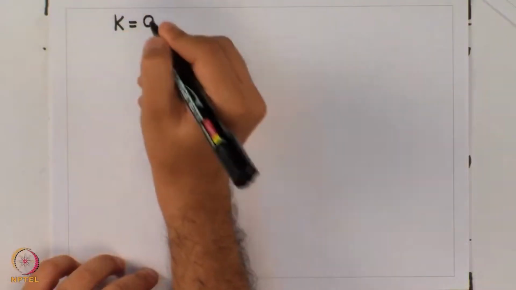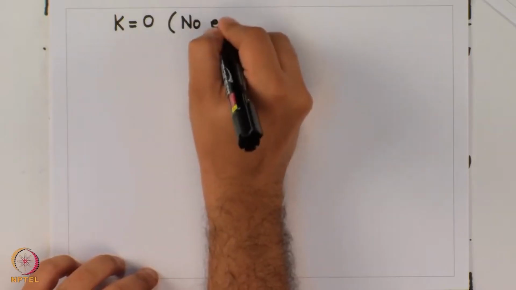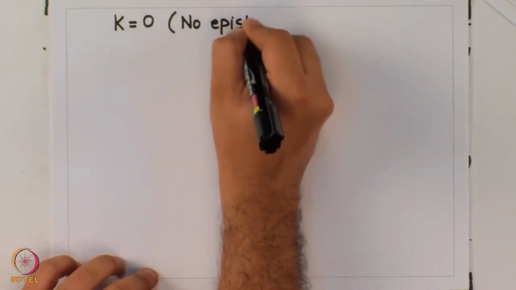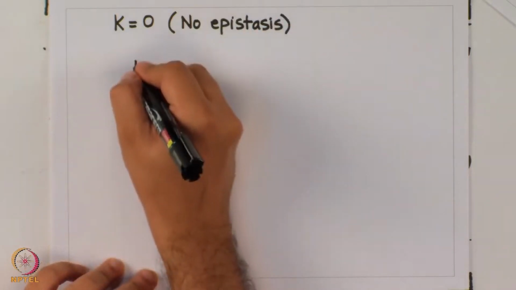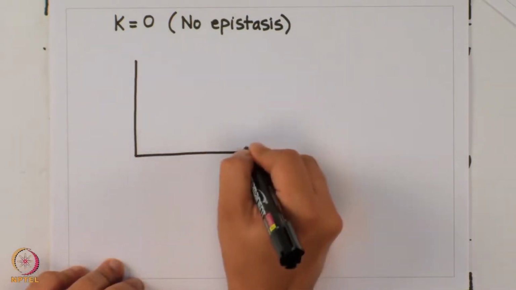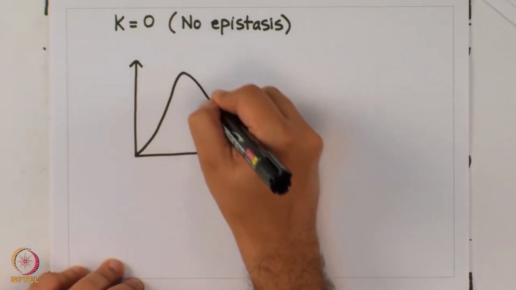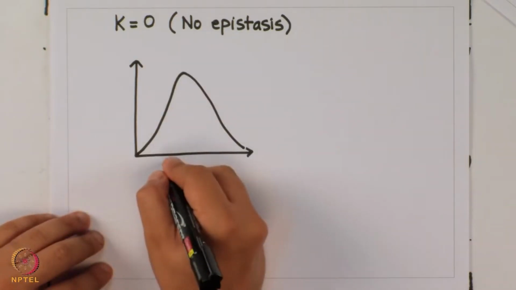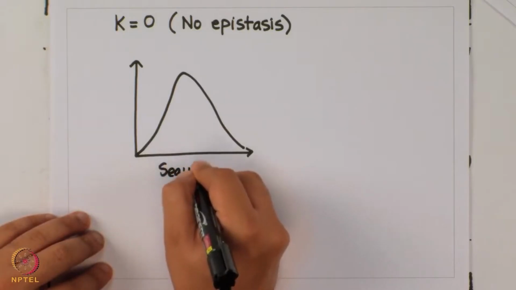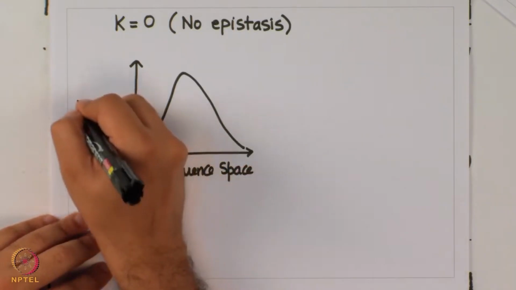So when we have k equal to 0, which represents the case of no epistasis, the fitness landscape that we will get will be a very smooth one. Single peaked and a smooth fitness landscape. So, this is sequence space, this is fitness.